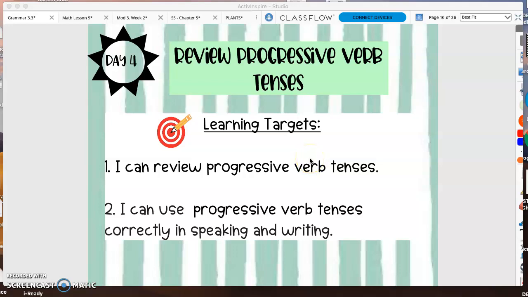Okay, this is your ELA lesson 2 for the day. This is your grammar lesson. Okay, and our grammar lesson says I can review. Our grammar lesson is going to be a review over all the progressive verb tenses. So past, present, and future verb tenses. Okay. So our learning targets are I can review progressive verb tenses and I can use progressive verb tenses correctly in speaking and writing.